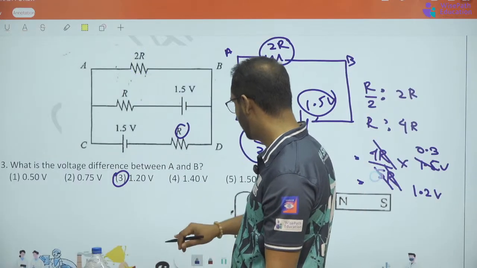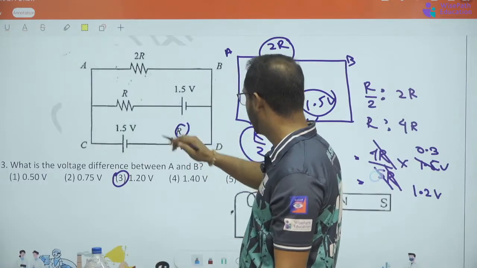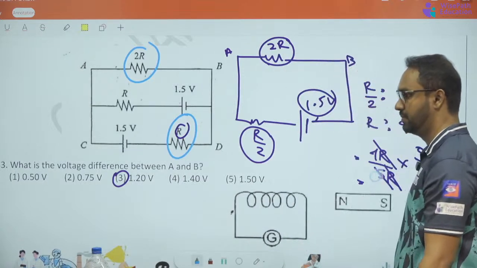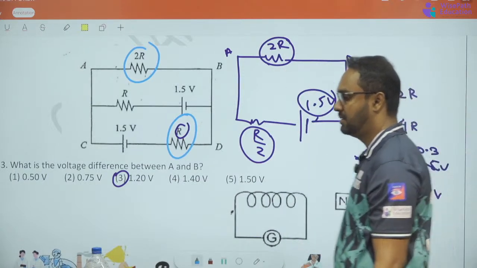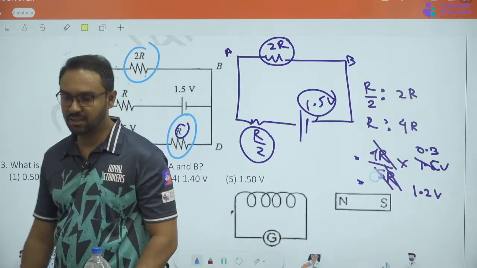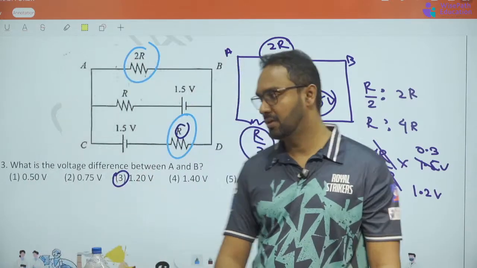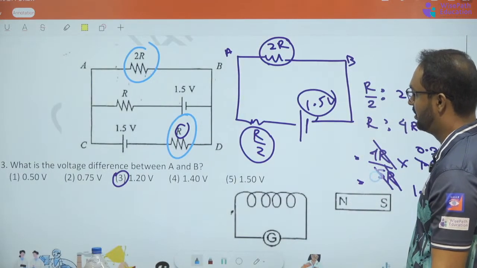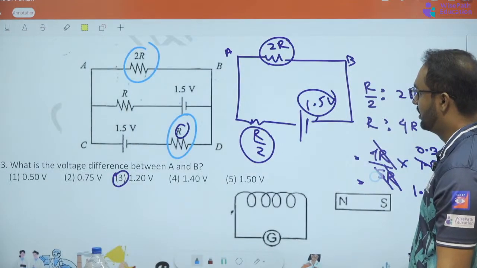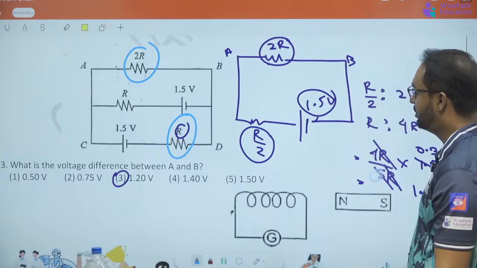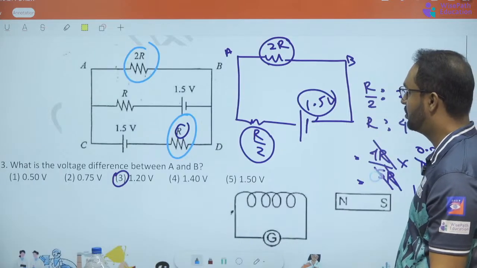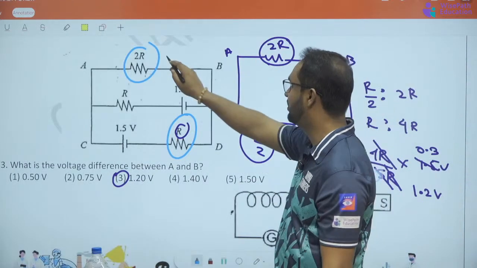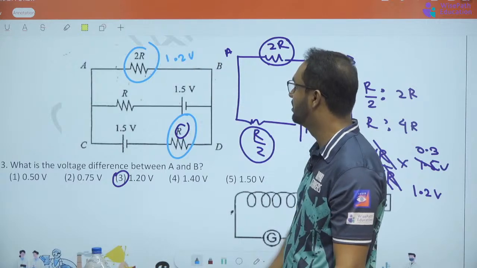Power dissipation of this one and this one, right? Power dissipation of those two. So as I said, power dissipation is basically VI. So if you know V and I, then you can apply it easily, right? So now, the voltage that comes to 2R is 1.2 volts, right? So this is 1.2 volts. We found it out, right?